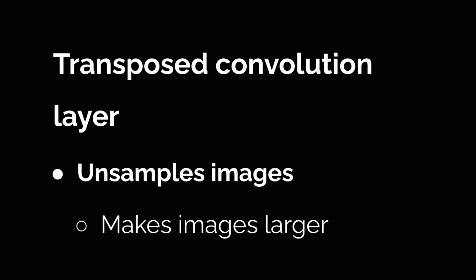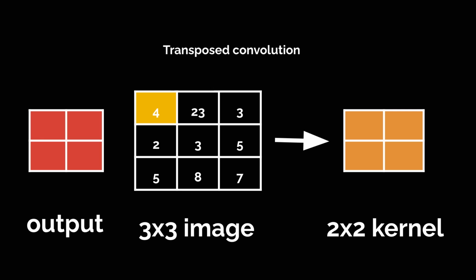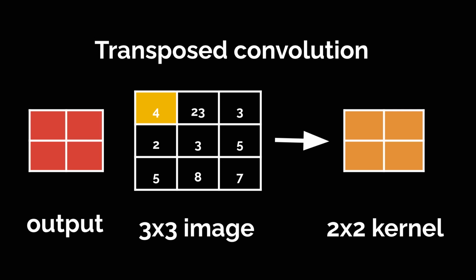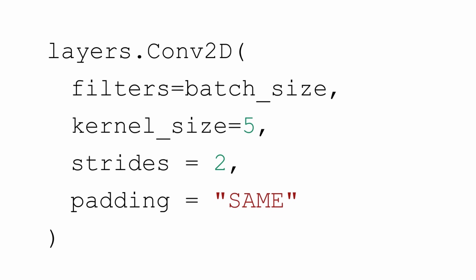It's not just bringing back the original image. It's going to make the images larger, but it's still going to be a fake image. It's not going to be that real image. So transposed convolution, it takes the output and it is going to create the original image size with that kernel that it created. Here is an example of some code that creates a convolutional 2D layer.